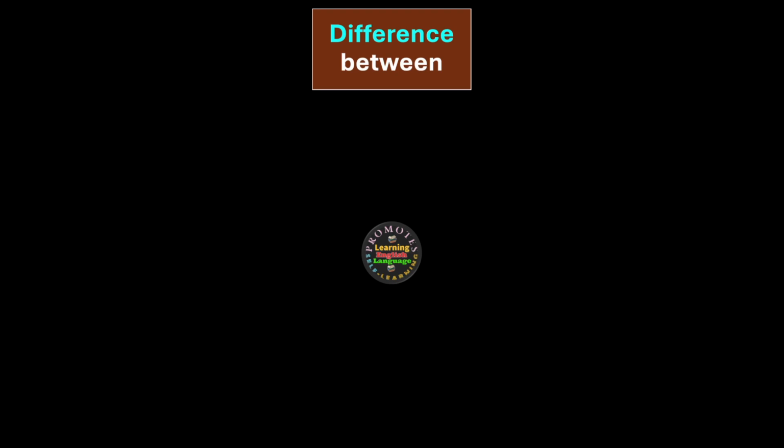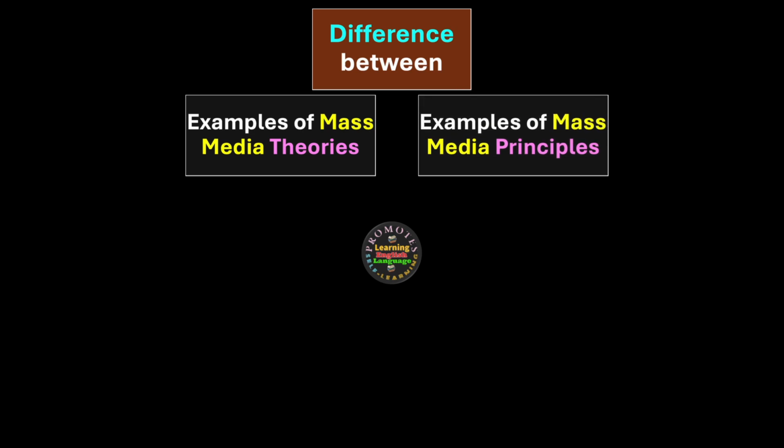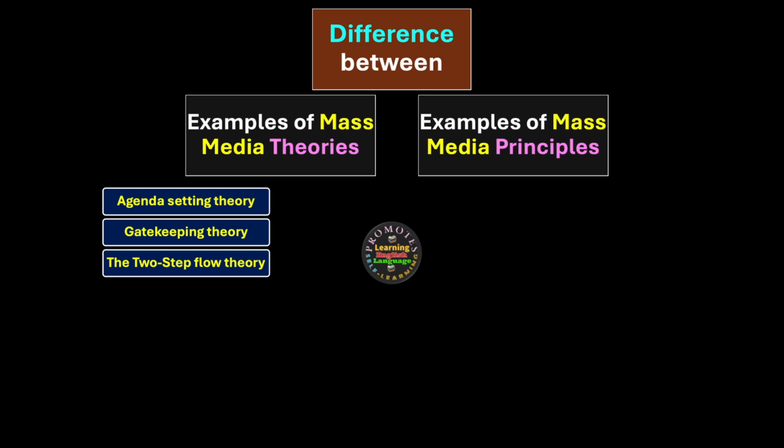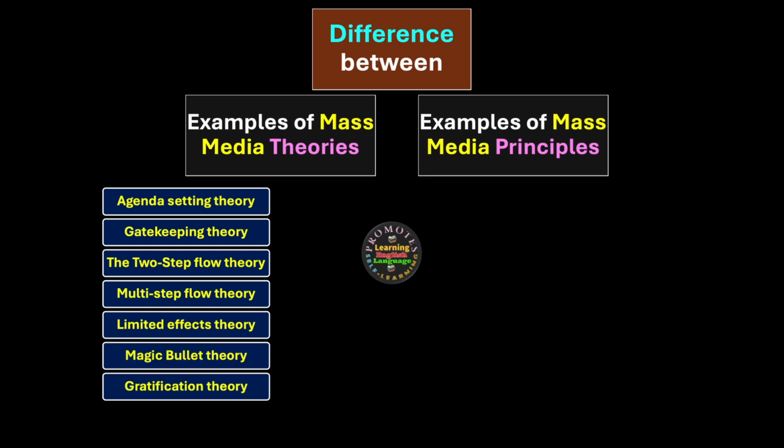Now we talk about the difference between examples of mass media theories and examples of mass media principles. We have so many examples as far as theories of mass media are concerned. Here we have selected a few. The first one is agenda setting theory, gatekeeping theory, the two-step flow theory, multi-step flow theory, limited effects theory, magic bullet theory, gratification theory, and cultivation theory. These are some of the most important examples of mass media theories.